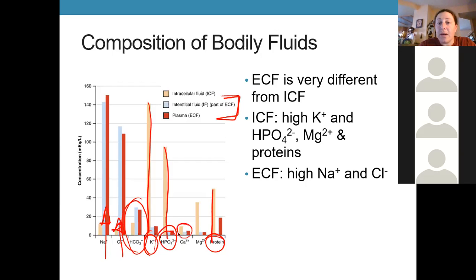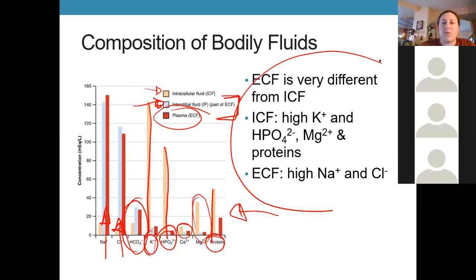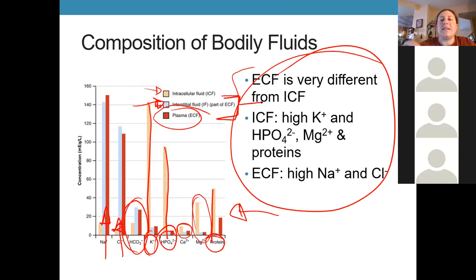Calcium's pretty low everywhere, as well as magnesium, although both of them are in slightly higher proportions in the intracellular fluid. And then protein is basically non-existent in the interstitial fluid, highest in intracellular, and then intermediate here in plasma. Again, you don't need to know everything on here, just kind of focus on what I actually wrote down. The key here, though, is that the extracellular fluid is different from the intracellular. And the important parts are the potassium, the sodium, and the chloride.